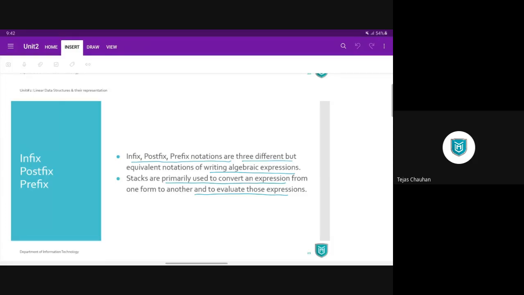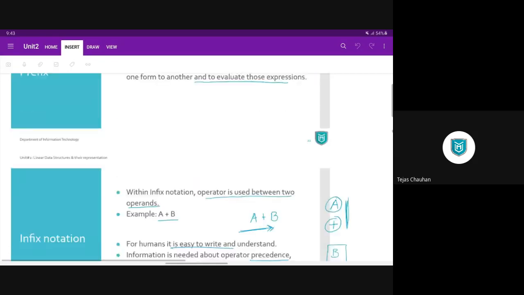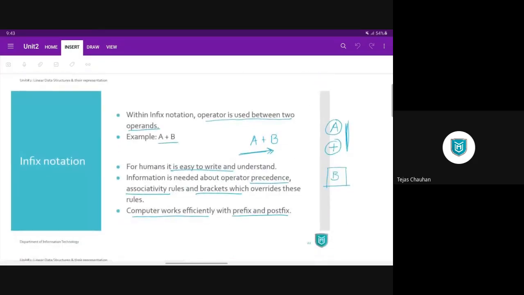As the name suggests, in infix the operator will be in between your operands. In prefix, the operator comes first and then you write your operands. And in postfix, the operator will be at the end. Those were the three notations, and we started with infix because that is what we use generally.